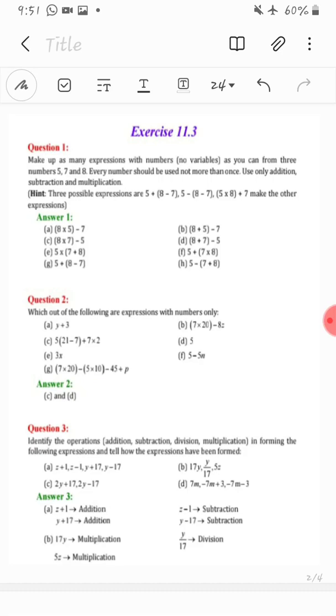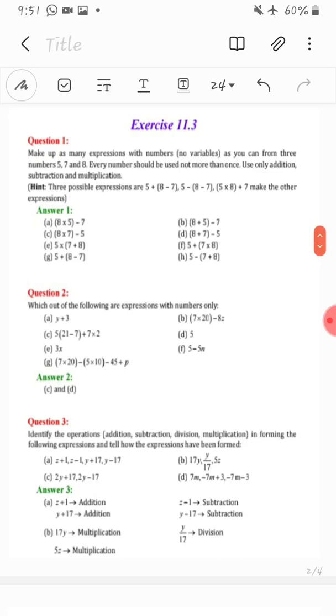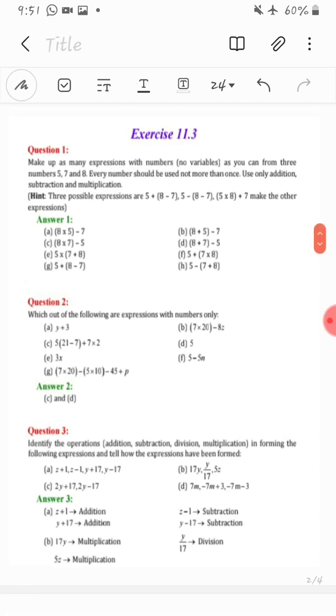That is 8 into 5 minus 7, 8 into 7 minus 5, 5 into 7 plus 8, 5 plus 8 minus 7, 8 plus 5 minus 7, 8 plus 7 minus 5, 5 plus 7 into 8, 5 minus 7 plus 8. I have written this much. So you can write as many as you can using only the addition, subtraction and multiplication signs by your own wish, besides these that I gave. Okay, now let's proceed to question number 2.